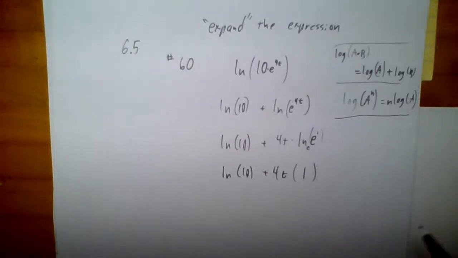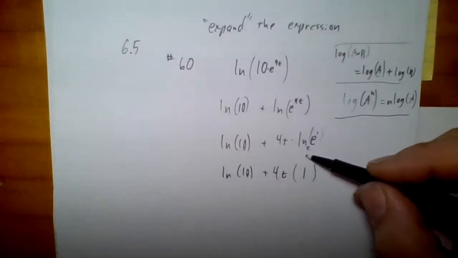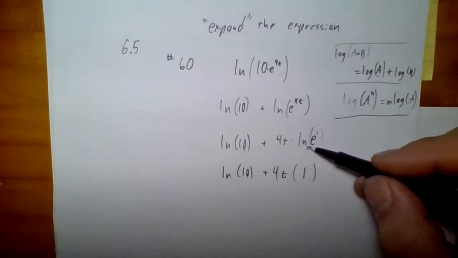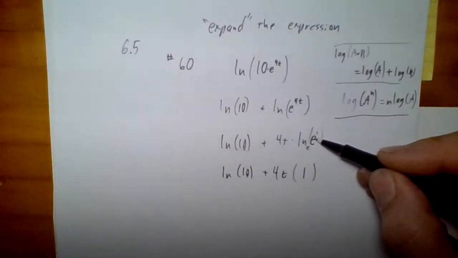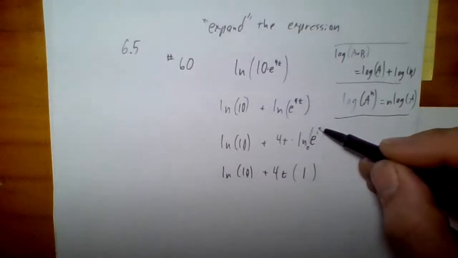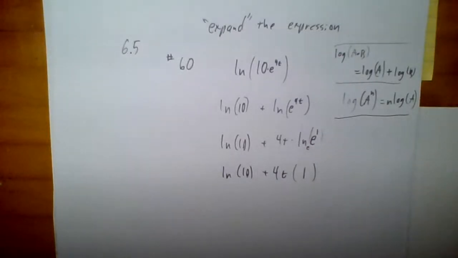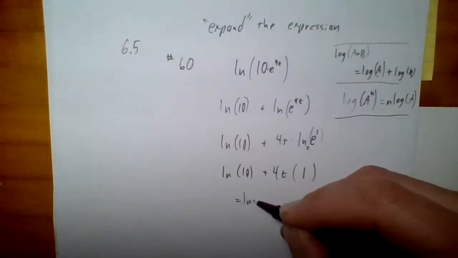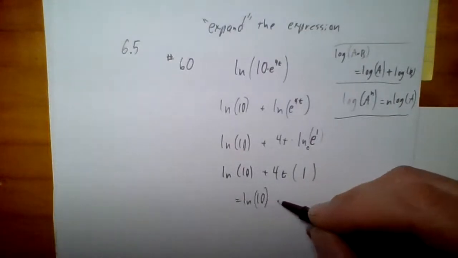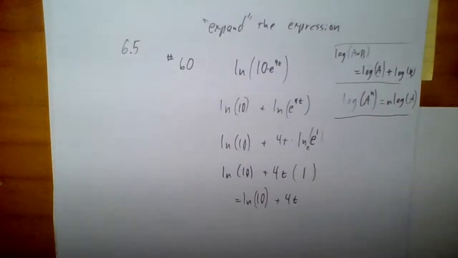That's because the base matched up with the base right there. These are inverse functions. The natural log is the inverse of the exponential base e. So these are kind of canceling each other out and leaving just the 1. So I can simplify this and say it's just the natural log of 10 plus 4t times 1, which is still 4t. So that's a little nicer way to write it. That's an expanded form of that one because we separated it out into terms.